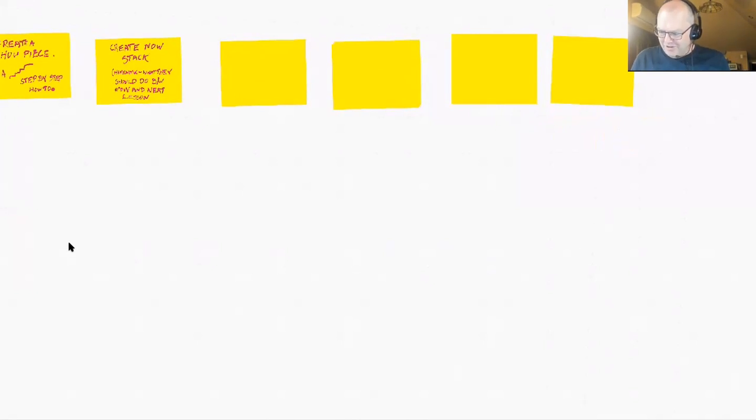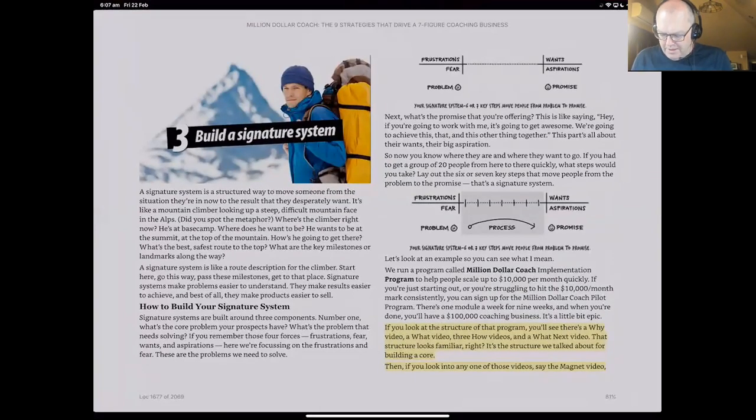Okay, here we go. Let's work on the iPad. So here we go. All right, so we need to structure our course. So let's have a look. If you look at the structure of the program, you'll see there's a why video, a what video, 3 how videos, and a what next video.